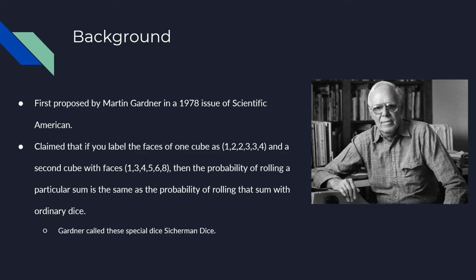So let's talk a little bit of background about Sicherman dice. Sicherman dice was first proposed by Martin Gardner in the Scientific American issue that was published in 1978. He claimed that if you have a die with faces with values of 1, 2, 2, 3, 3, 4, and a second die with faces 1, 3, 4, 5, 6, and 8, then the probability of rolling a particular sum is identical to the probability of rolling that same sum with a pair of ordinary dice, which is absolutely mind-boggling, which is what brought me into this project. Gardner called these special dice Sicherman dice, named after Colonel Sicherman.